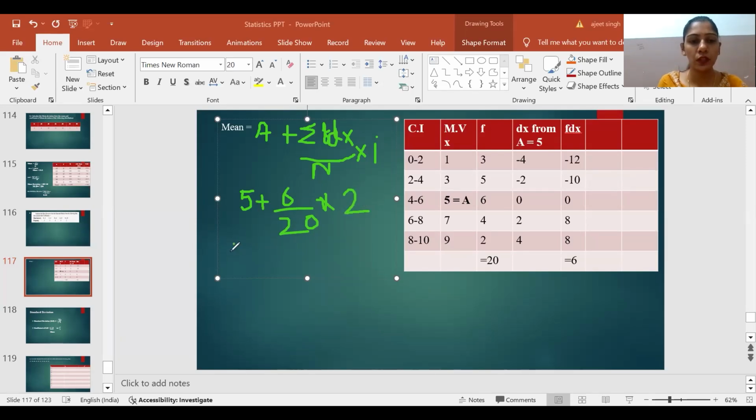So we'll calculate the value of mean. It will be 5 plus 6 divided by 10.